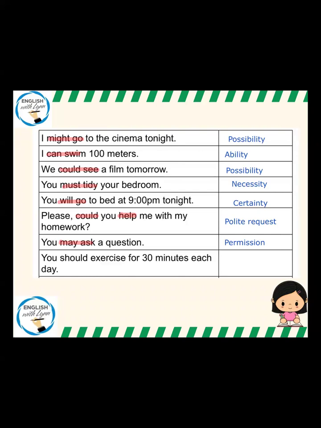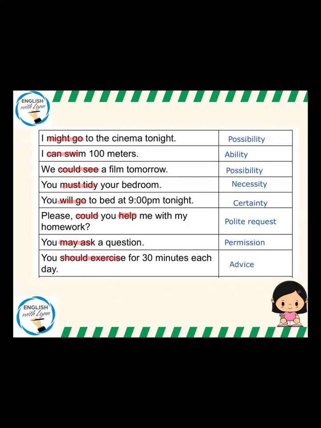Then the next one that I have here, "you should", is my modal verb. Exercise is the main verb. That's what they should do. So, you should exercise for 30 minutes. What they are doing in that sentence is giving advice. They're not saying that you have to do it. It is just a good idea. So they are offering advice that something should happen.